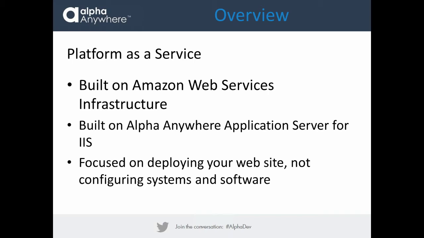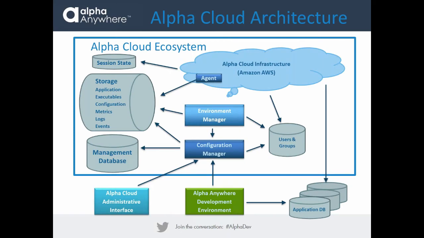The second thing you're getting is the Alpha Anywhere Application Server for IIS. And any of you who've set up and configured IIS know that that's not particularly a trivial task. That's done for you automatically. You don't have to go near it. And finally, you focus on deploying your website, not configuring systems and software. So when we talk about Alpha Cloud, the takeaway is that it is a platform as a service. It is an environment where you can deploy your web project without having to know the details.